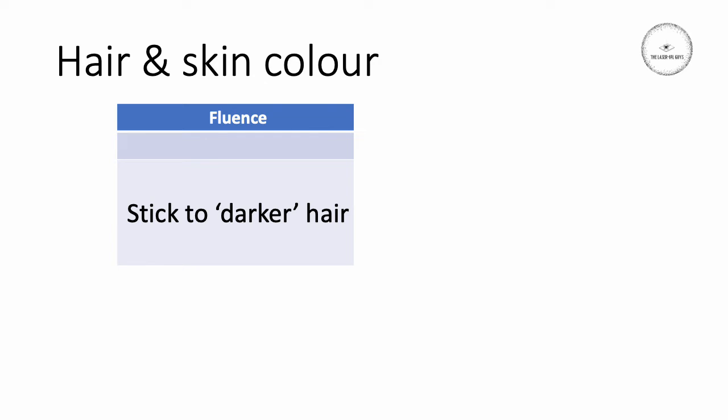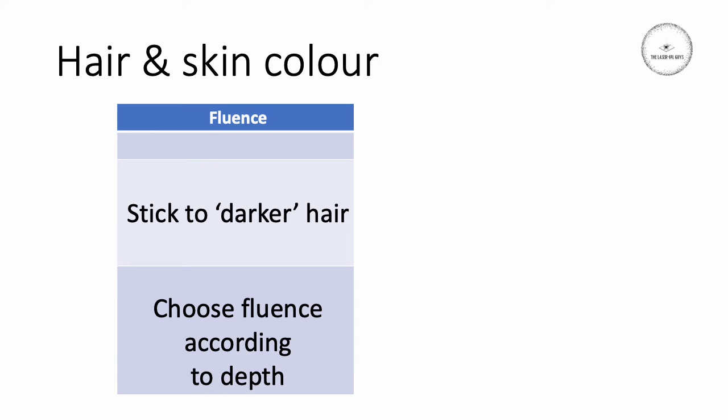So when treating hair with laser or IPL light energy, always stick to darker hair because the melanin is the target in the hair. That's what we're trying to heat up. If the hair is too lightly coloured, it means that the concentration of melanin is too low, which means there's not enough target there. You choose your fluence according to the depth of the hair follicle.